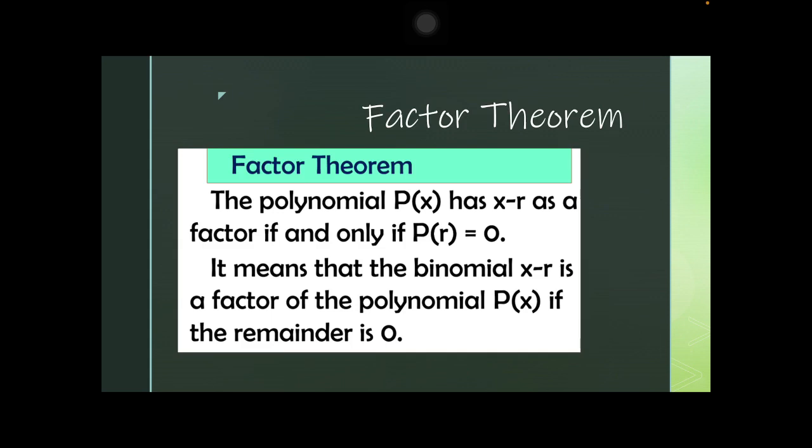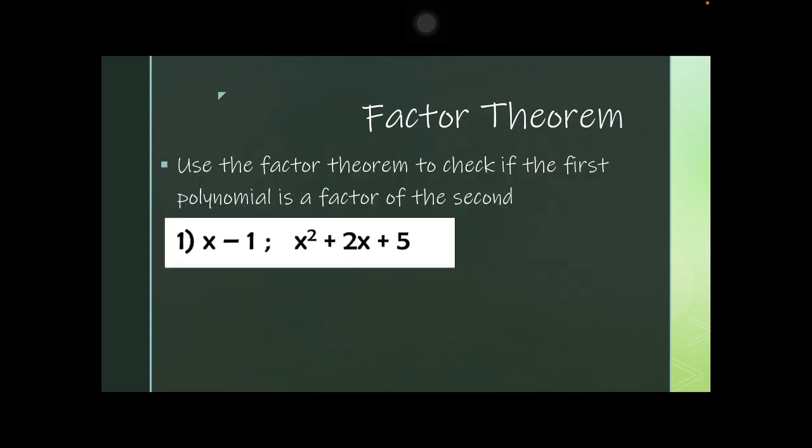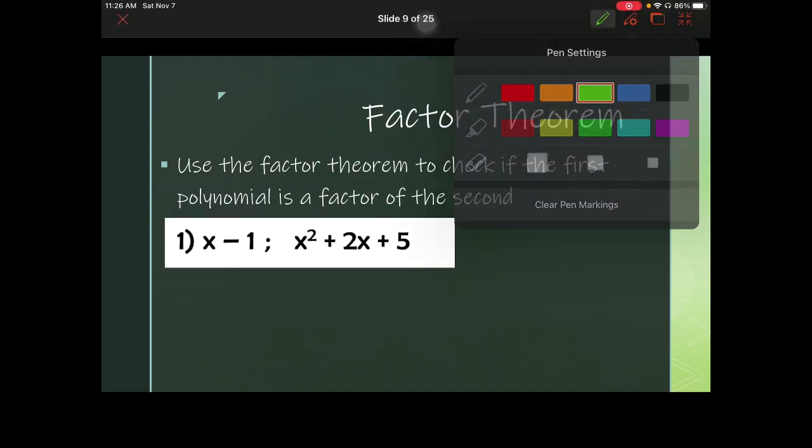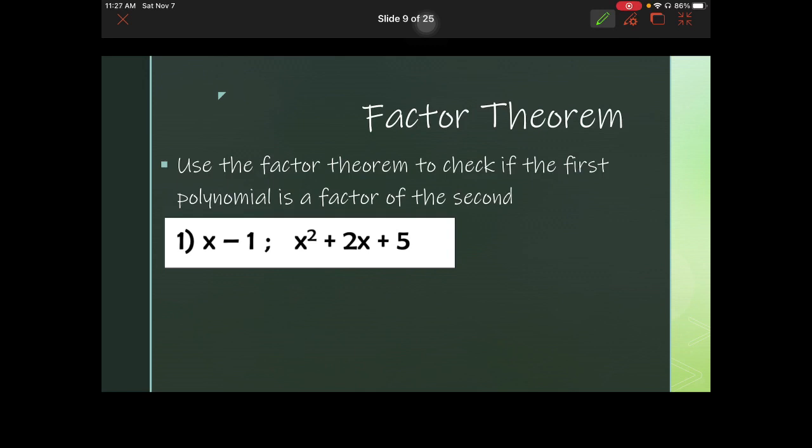So, let's try to use that and apply that. Use the factor theorem to check if the first polynomial is a factor of the second. So, gagamitin po natin ang mahiwagang polynomial theorem. So, first, ang ating polynomial na paglalagyan ng ating x minus 1 ay x squared plus 2x plus 5. So, we have to check if x minus 1 is a factor of this expression. So, paano natin gagawin yan? We need to get r first. Ang r po natin ay yung opposite ng nandito sa binigay na x minus 1. So, if it is x minus 1, we have to use positive 1.